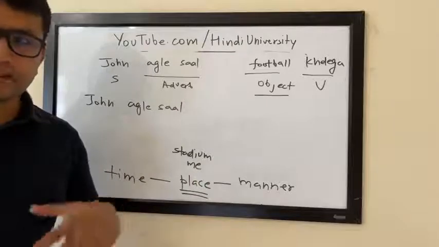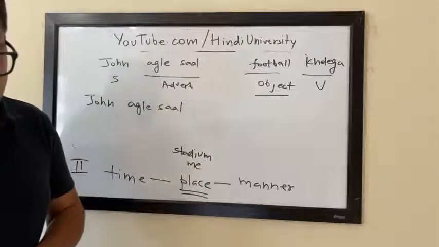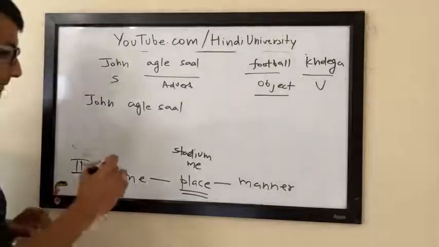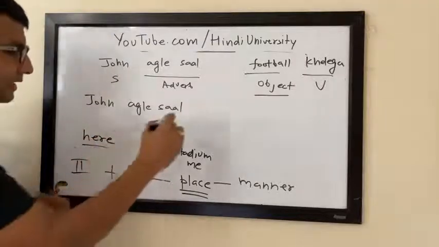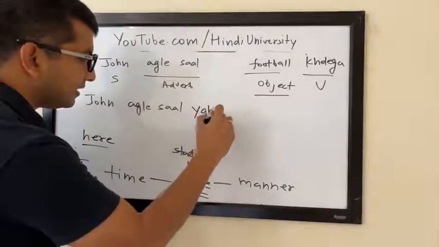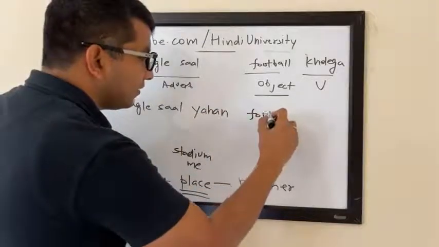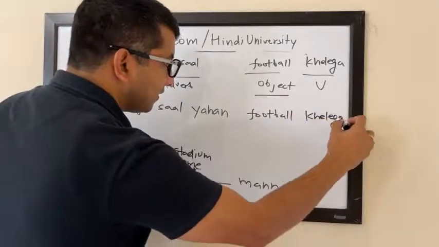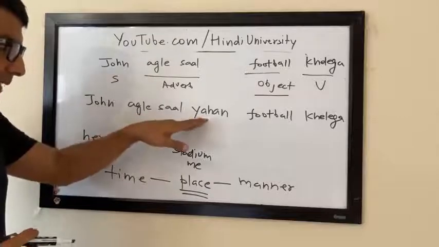But remember, like we said, like here, there, nowhere. Let's say you have to try some of those adverbs. Let's say you want to say here. Very good, right? अगले साल यहाँ जॉन फुटबॉल खेलेगा. Okay. Now we have time based followed by place.